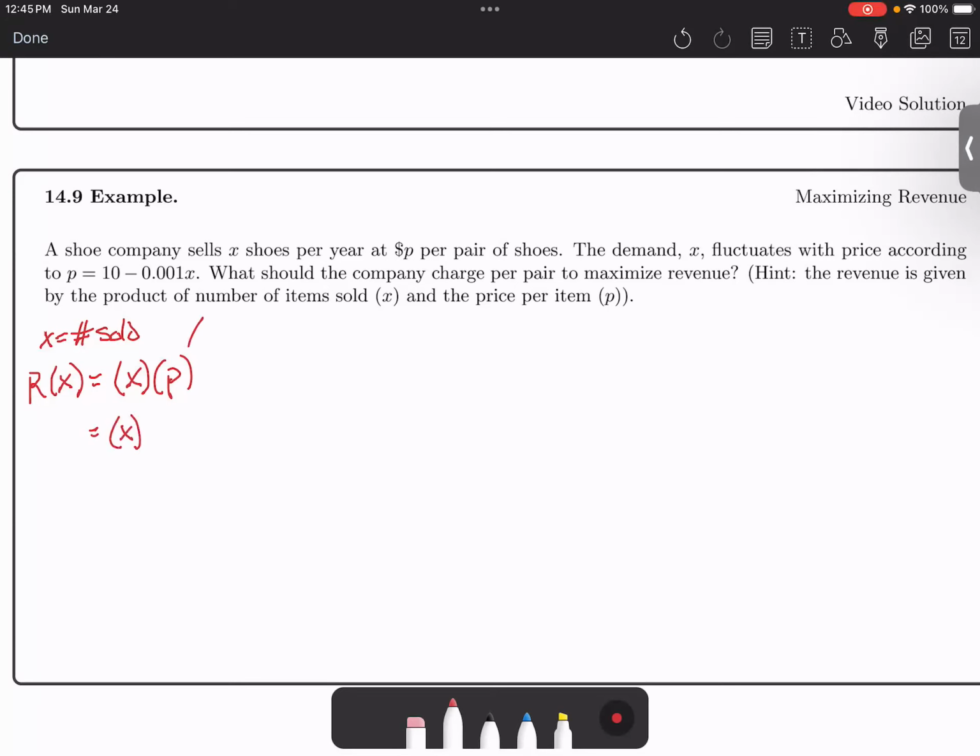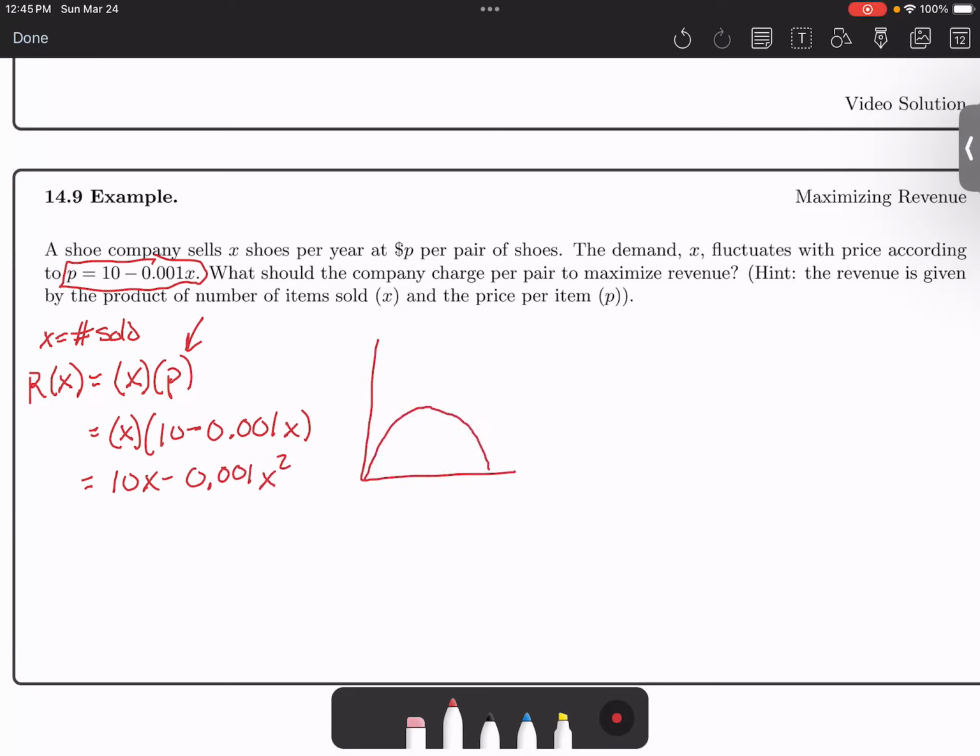And because we have the equation for price of the shoe right here, we can replace price of the shoe with 10 minus 0.001x, which leaves us with a quadratic function, 10x minus 0.001x squared. So it's going to be a concave down parabola with a 0 at 0, right? If you sell 0 shoes, then your revenue is 0. And there's going to be some other 0 over here.